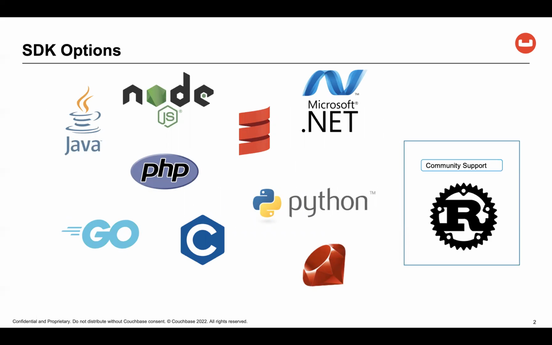Again, we provide official support for all of the languages shown here, as well as community support for Rust. The bulk of our customers, I'd say today, are certainly on Java and .NET due to the maturity and popularity of those languages. But our goal, as I mentioned, is to not force your development shop to shift off of the language they know best and are most efficient with. So we do provide an SDK for each of these.